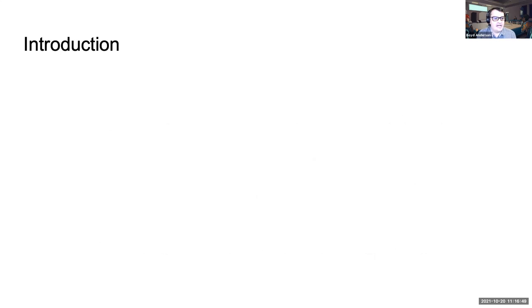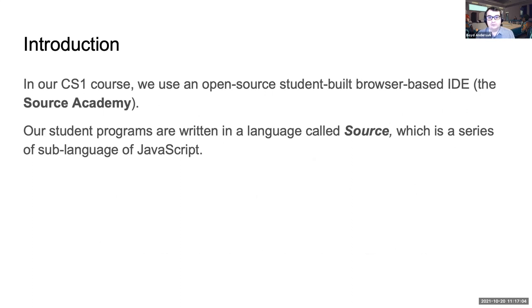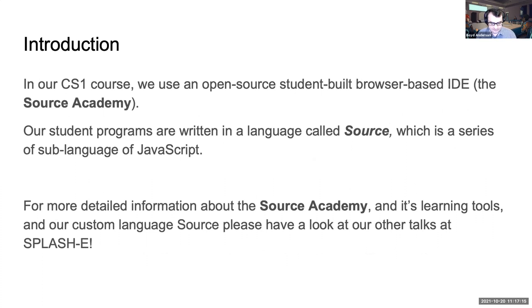Before we get started, I need to give you a bit of introduction about the system that we currently have. In our CS1 course, we use an open source student-built browser-based IDE. It's called the Source Academy. And all of our student programs are written within a language called Source, which is a series of sub-languages of JavaScript. If you are interested in this Source Academy project, we have a few talks, any of the talks from the National University of Singapore today here at Splash E. So come and have a watch of some of those.